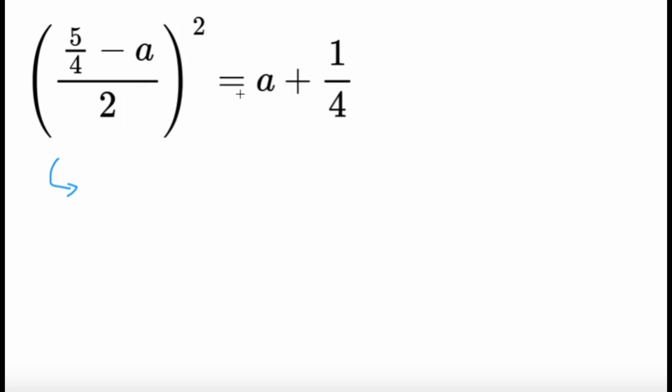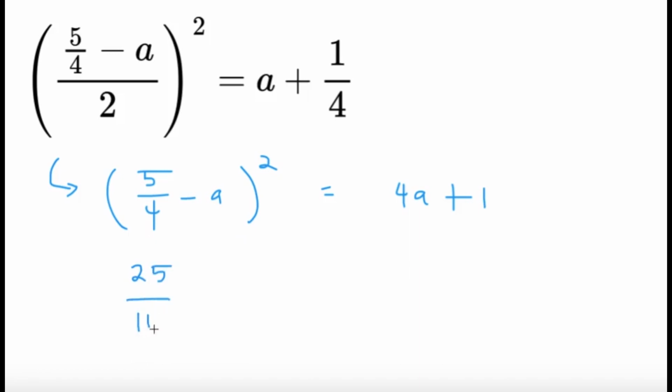Now we can multiply both sides by 4 because the 2 squared in the denominator is 4. So essentially it's just 5/4 minus a squared, and that's going to be equal to 4a plus 1. And we just have to expand this one. We're going to get 25 over 16 minus 5/2 a plus a squared. It's going to be equal to 4a plus 1.